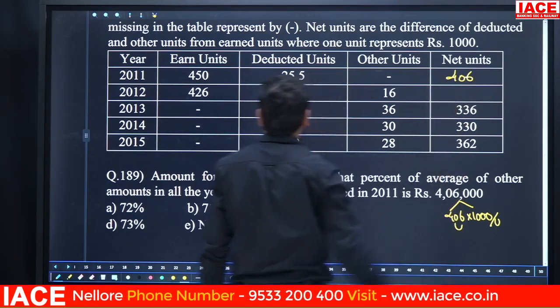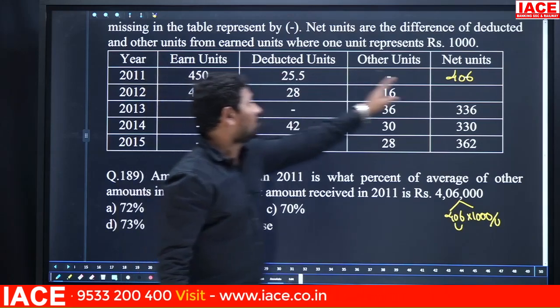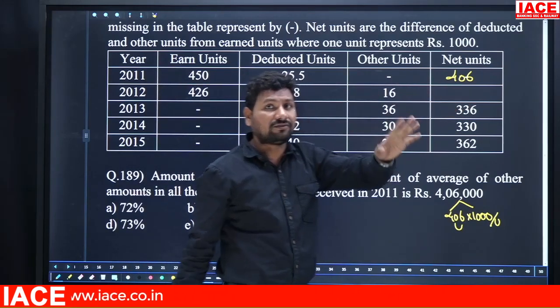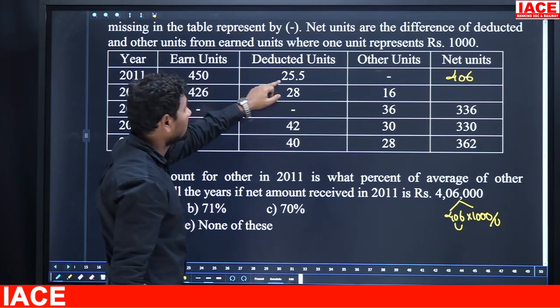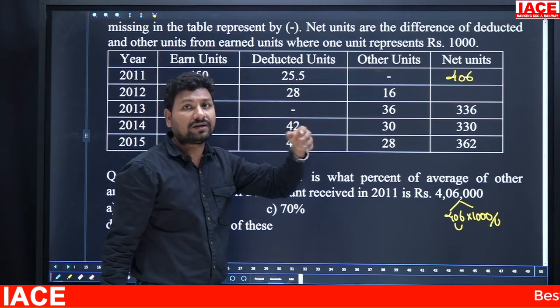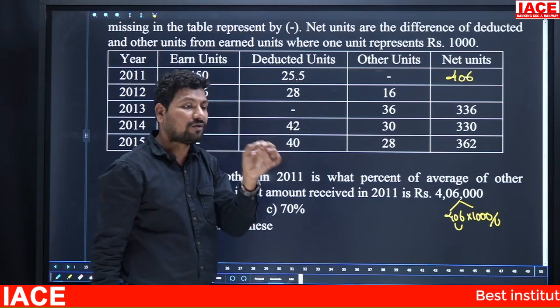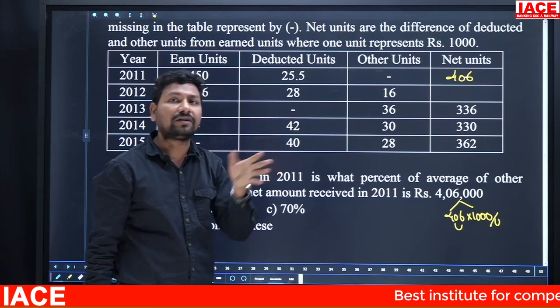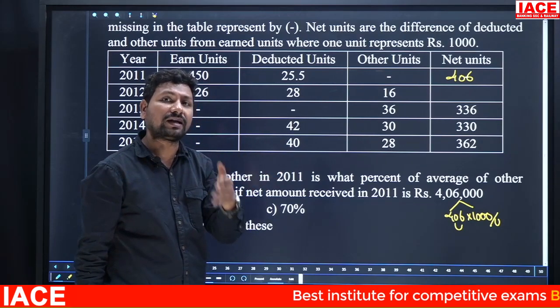406. From 450, 406 will be removed. You have 44 units. From 44 units, 25.5 is removed. How to remove it? From 44, 20 removed. You will have 24. From 24, 5 removed. You will get 19.